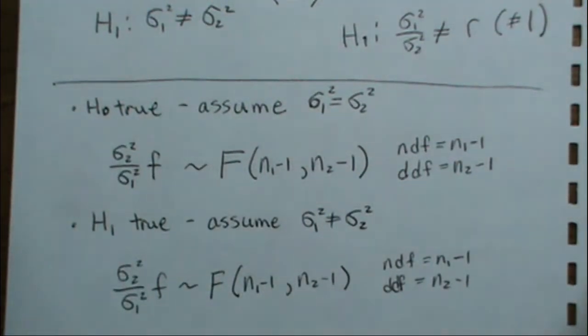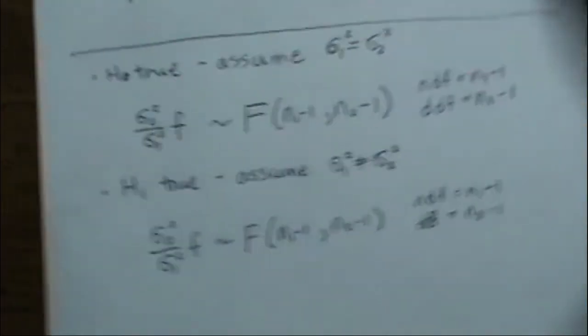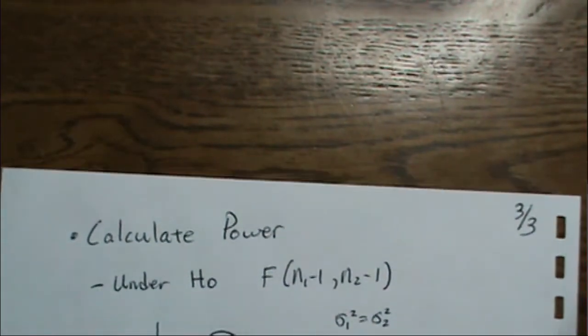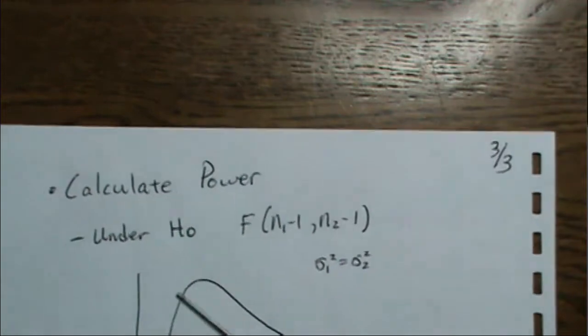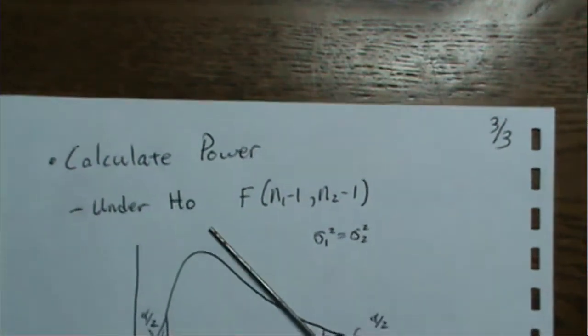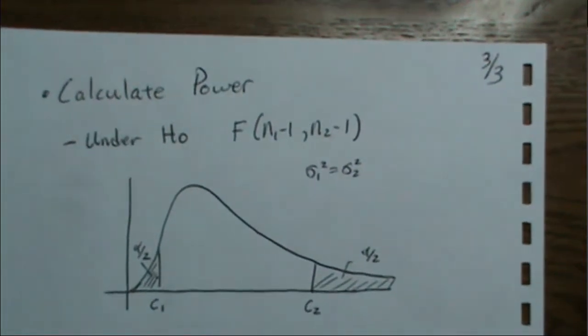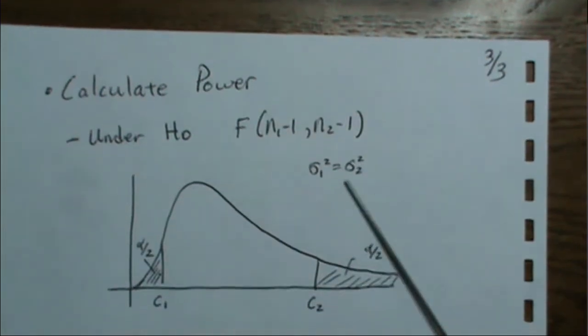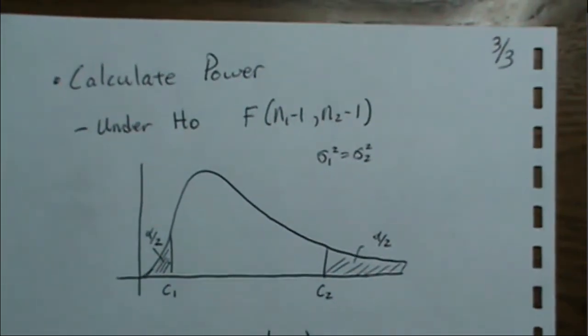So how in the world can we calculate power? Well, this is how we do it. So when we calculate power, first let's assume that we're under the null, because we have to calculate the critical value, or the cutoff value. So this is an F distribution with numerator and denominator degrees of freedom. We're assuming that the variances are equal.